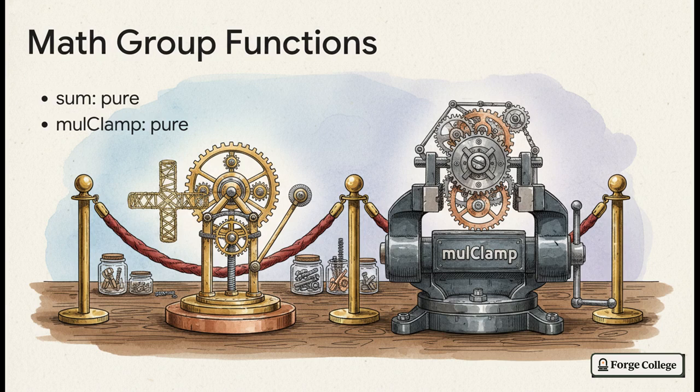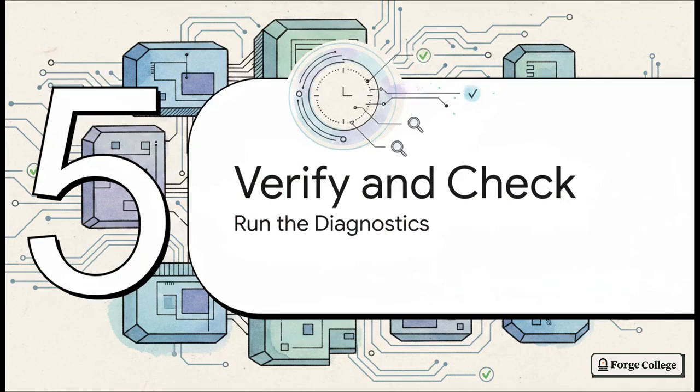Honestly, the Solidity compiler absolutely loves pure functions. It treats them like VIPs. Why? Because a pure function guarantees beyond a shadow of a doubt that it won't accidentally trigger any rogue state mutations. It's just clean, predictable, beautiful math. All right, part 5. Verify, compile, and check. Time to run the diagnostics.